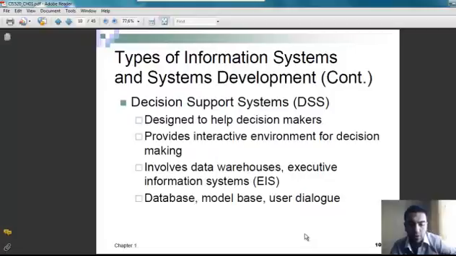Decision support system, DSS. Designed to help decision makers, it provides an interactive environment for decision making. It involves data warehouse, executive information systems, database, model-based, user dialogue.